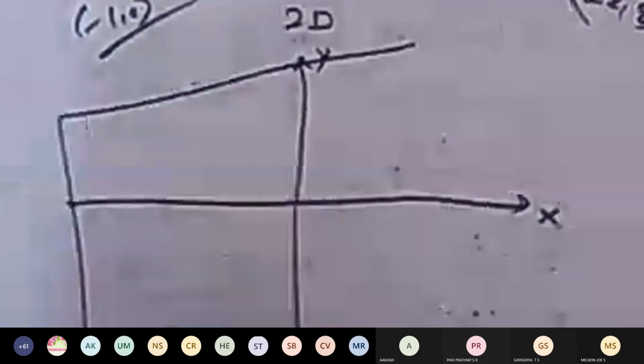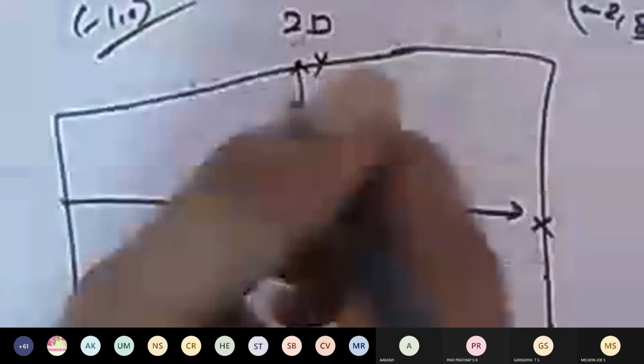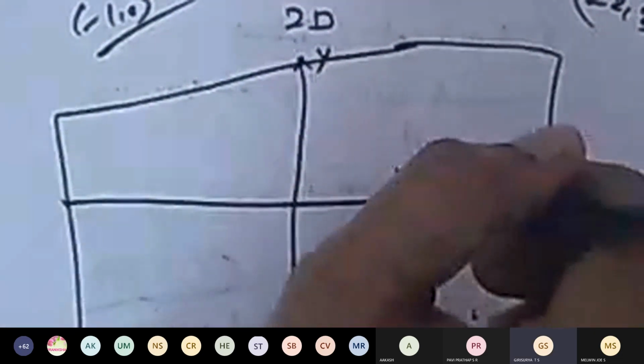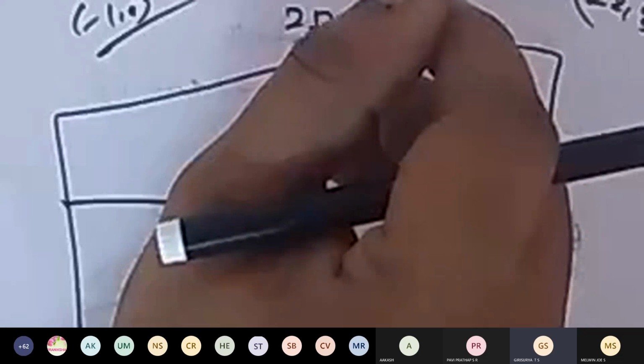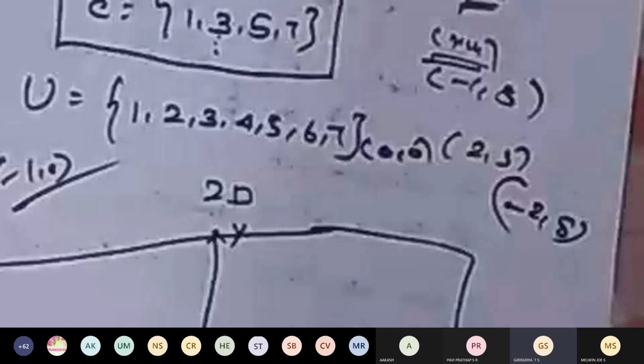This xy plane is the universal set, because whatever coordinates you choose will be available in this Cartesian plane. So for all the 2D points, x, y points, this xy plane is the universal set. Therefore, a set that contains all the sets in the given context is called a universal set.